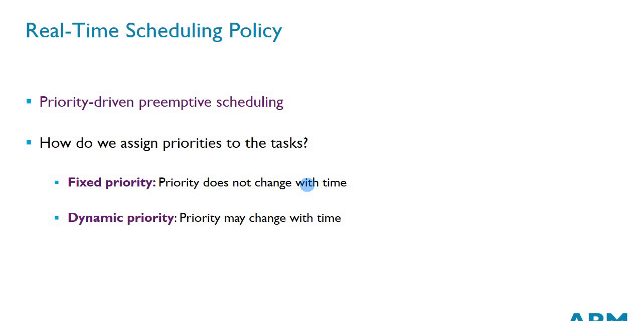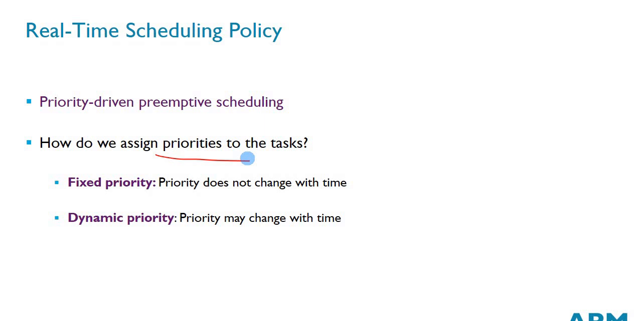Now let's look at this preemptive priority driven scheduling approach. And what do you see as important? The important thing is actually priority, correct? Because context switching is happening based on priority. So how do we assign priorities to tasks? There are two mechanisms. One is either fixed priority, or we can go with dynamic priority.